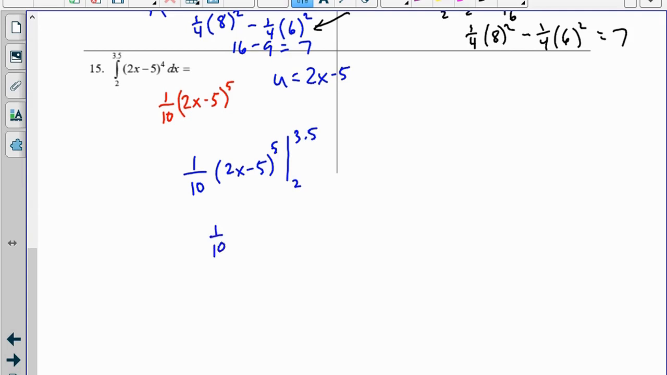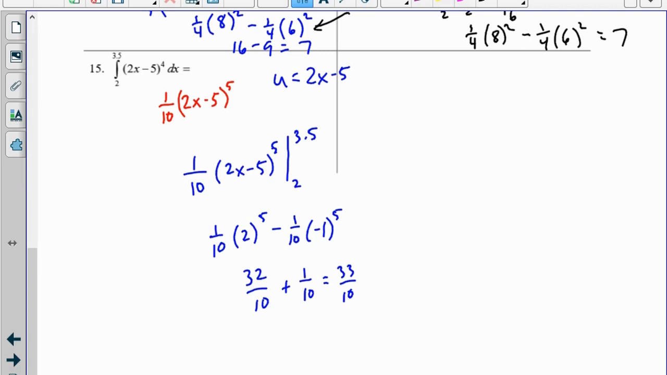So I get 1/10 times 7 minus 5, which is 2 to the 5th, minus 1/10 times 4 minus 5, which is -1 to the 5th. So I end up with 32 tenths plus 1/10, and I get 33 tenths or 3.3 as my answer. So that was with back substitution or resubstitution.